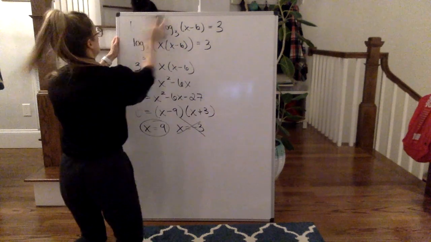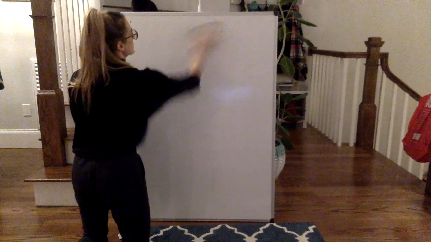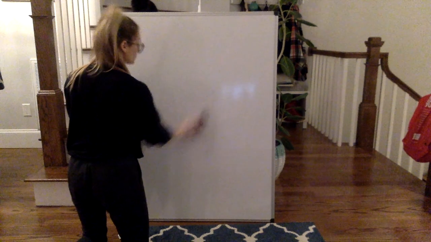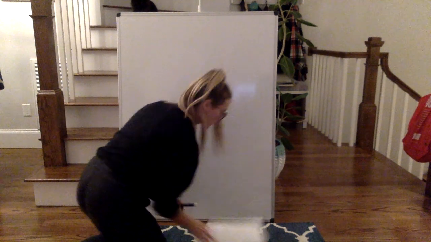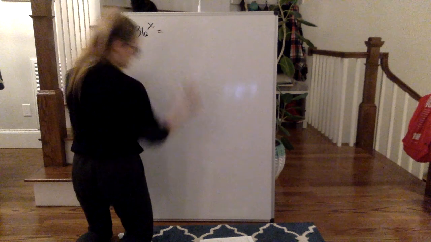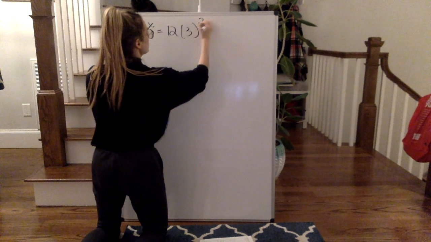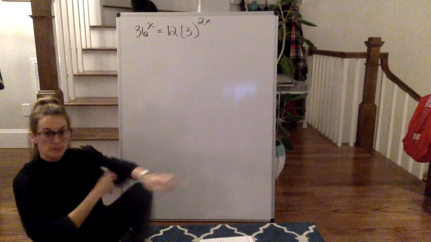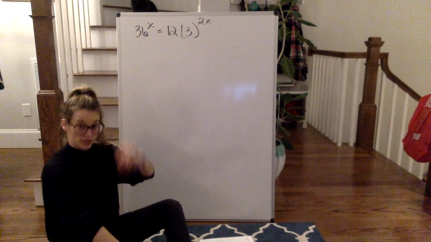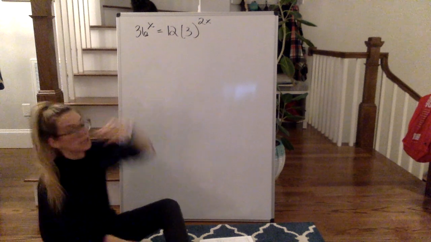Your next example is set up as an exponential to start. And there are a couple of different ways you can take it. Let me get the problem written down first. So we have 36 to the x equals 12 times 3 to the 2x. So this is set up as an exponential equation. And it's an exponential because I obviously don't see any logs, but also the variable I need to solve for is up in an exponent. It's actually showing up in 2 places.